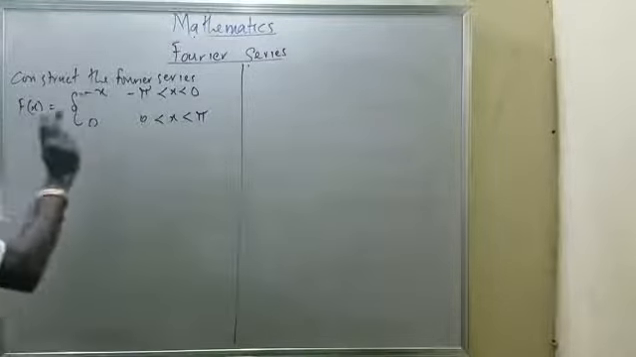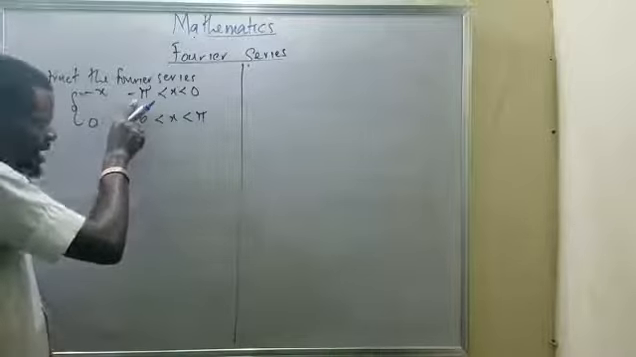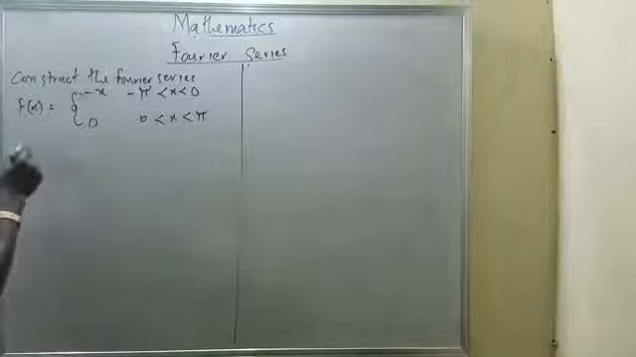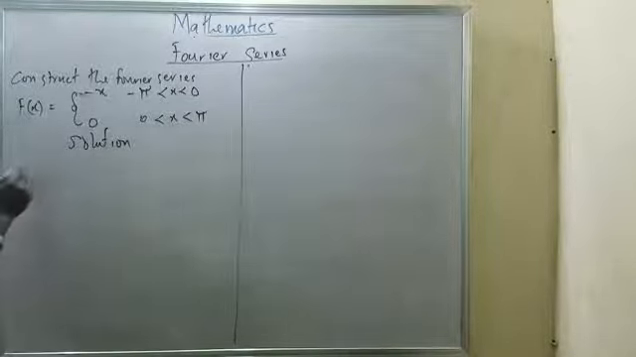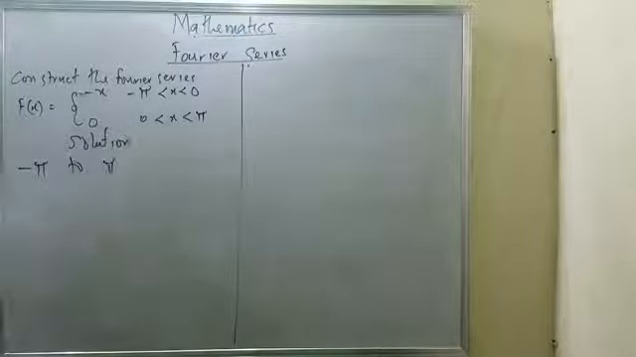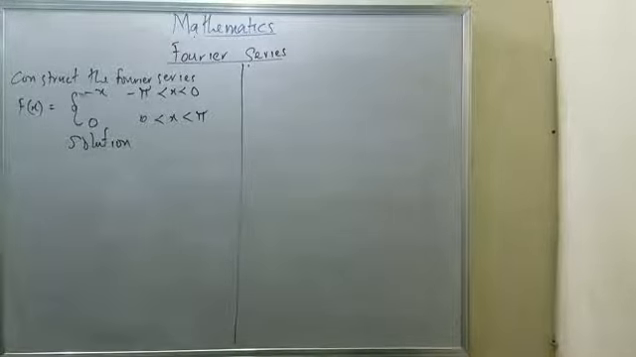Now, when I have something like this, it means I'm coming from minus pi to 0. The whole interval is just coming from minus pi to pi. That is just the meaning. You have to understand what it means. When you have it that way, it will always be like this.